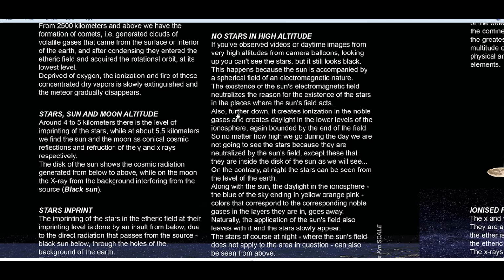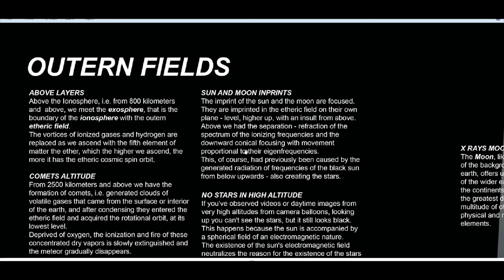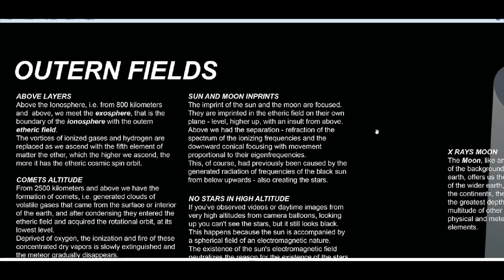Fascinating how easy Vibes of Cosmos explains. Sun and moon imprints, the imprints in the sky. The imprint of the sun and the moon are focused. They are imprinted in the etheric field on their own plane, level higher up, with an influx of energy from above. I think that's a mistake there. I think it's from the energy comes from below.